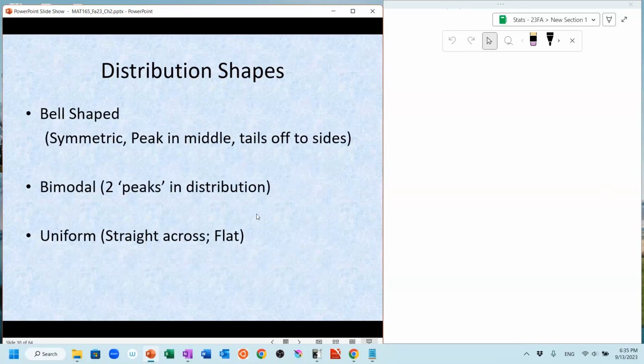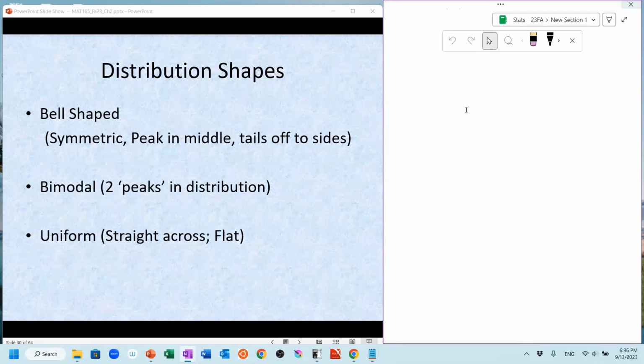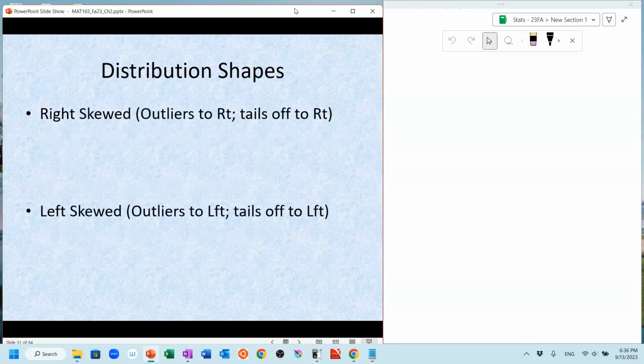Okay, so next we'll discuss a little bit about distribution shapes. When we have, say, a histogram or a line chart representing a frequency distribution, what are some words that we can use to describe that histogram or line chart? So we have two slides here. The first three: bell-shaped, bimodal, and uniform. And then the next two dealing with skewness.